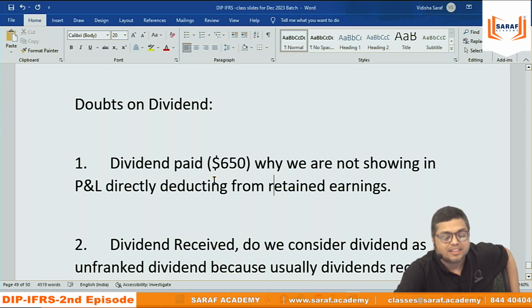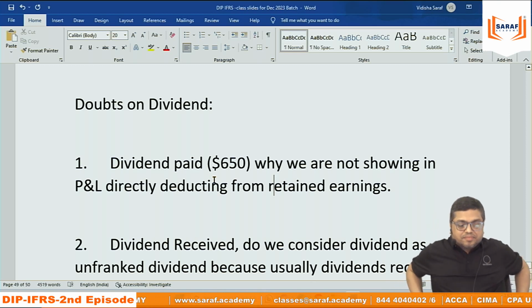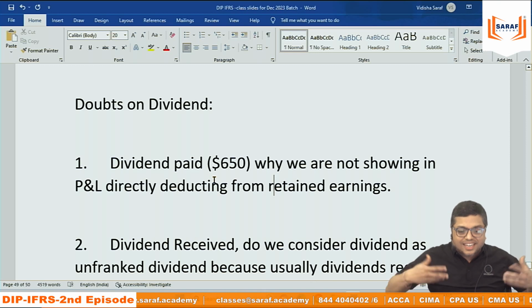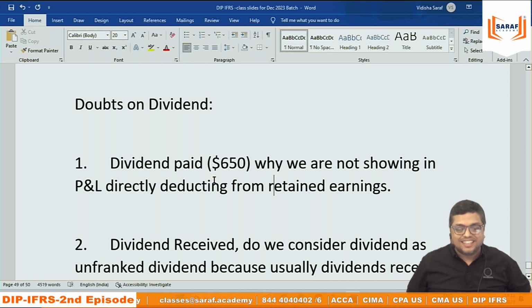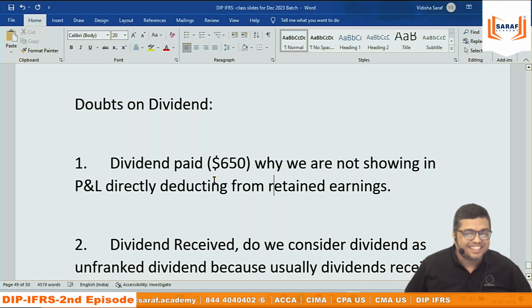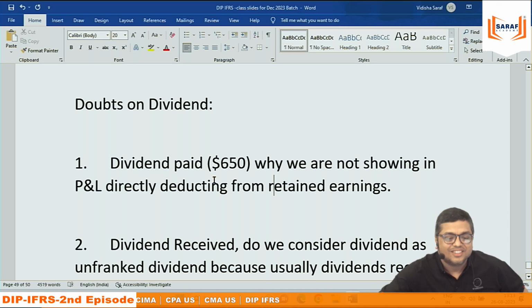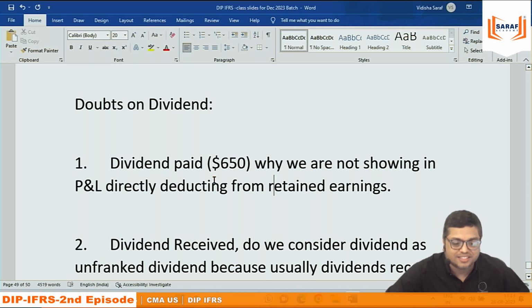After getting deducted, then it would be shown in the statement of changes in equity. After deducted or when deducting? When you are deducting. Yes. When deducting, we will deduct retained earnings reserves which we have, and then it is shown in the statement of changes in equity. Okay. And nowhere else. Yes, I feel that.